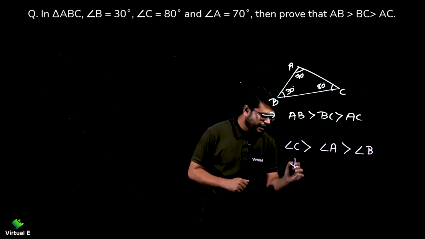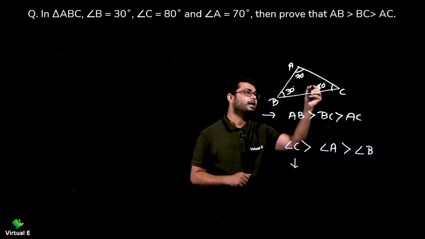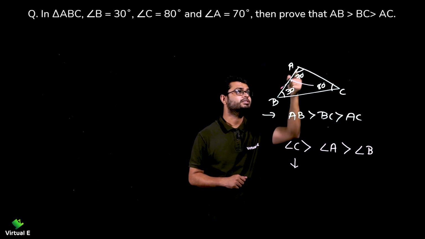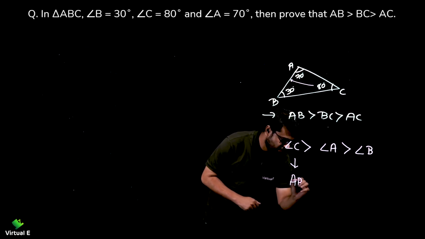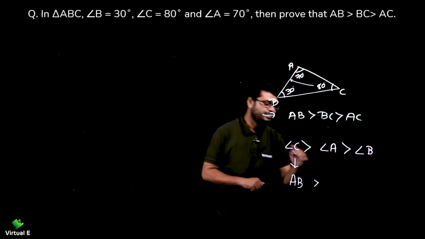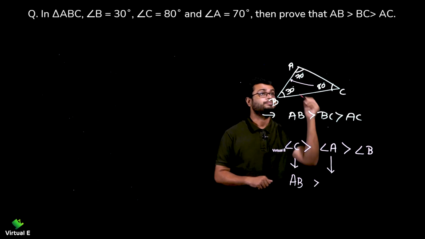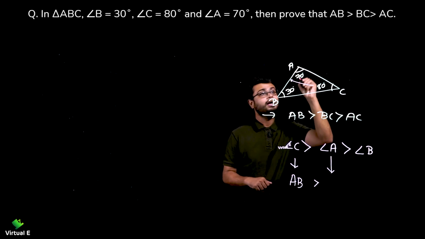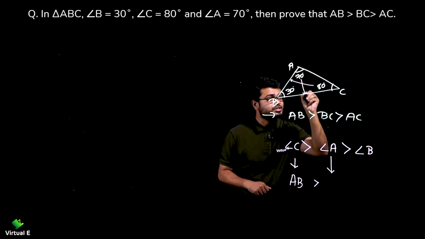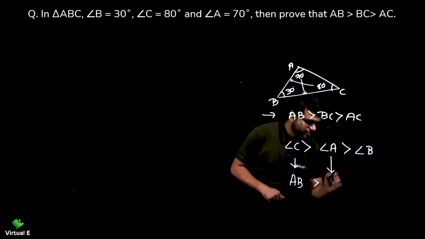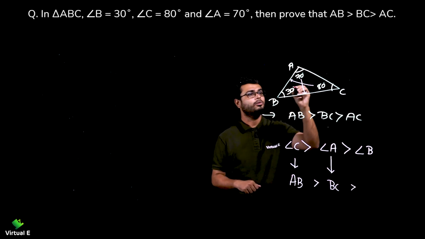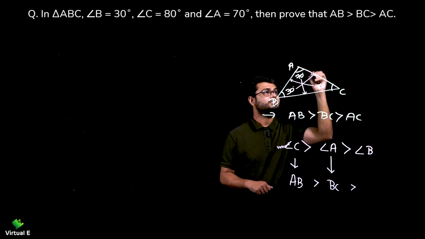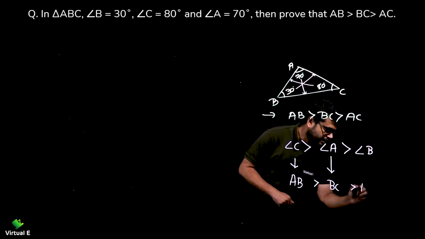Now opposite to angle C. Angle C is here, and which is the opposite side? See over here, this side, and this side is named AB. So AB, then let's keep the greater than sign. Then opposite to angle A. Where is angle A? Angle A is here, and the opposite side, touching this one, is BC. Good. And the last one, angle B. Opposite to angle B is this side. This side is what? AC.